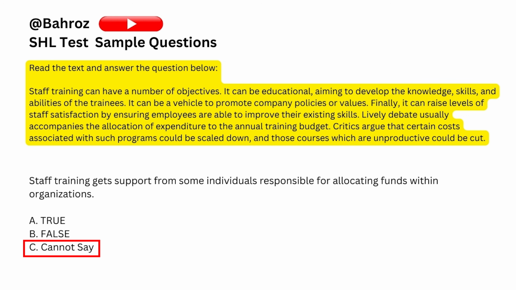Answer is C, cannot say. The passage mentions that there is lively debate about the training budget and that critics argue some costs should be scaled down or cut. However, it does not explicitly state whether any individuals support the training or its budget allocation. Since no information is provided about supporters, we cannot say for sure whether training gets support from some individuals responsible for allocating funds. Therefore, the answer is C, cannot say.